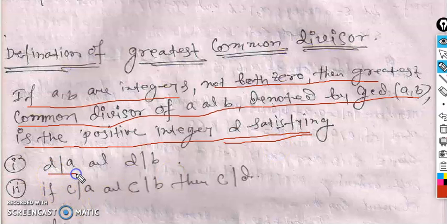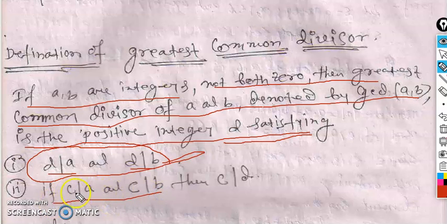d is a divisor of a, and d is a divisor of b. It satisfies the definition of the common divisor. And the next part says if c is another divisor, that is, c divides a and c divides b, then c should divide d, if d is your greatest common divisor.